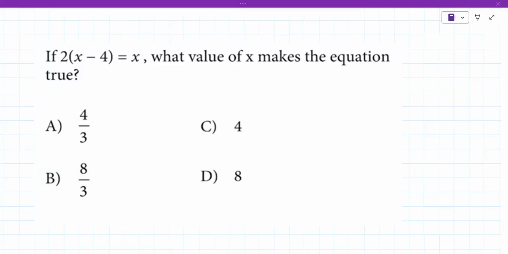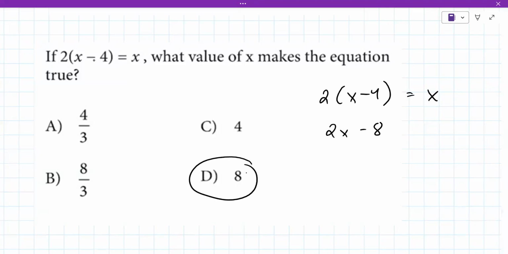Is it D? It is D. Good. Did you try the answers or solve it? I tried the answers. Yeah, so I'll just work this out here. 2x minus 8 equals x. When you subtract x from both sides and add 8, you get x equals 8, confirming your answer. All right. Next problem here.